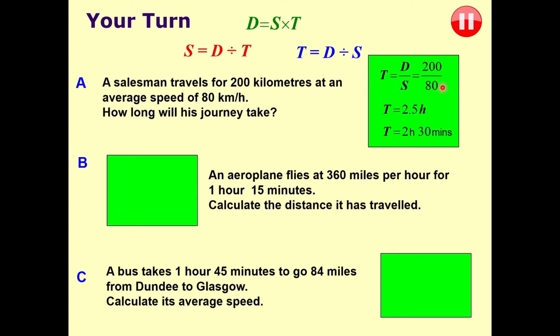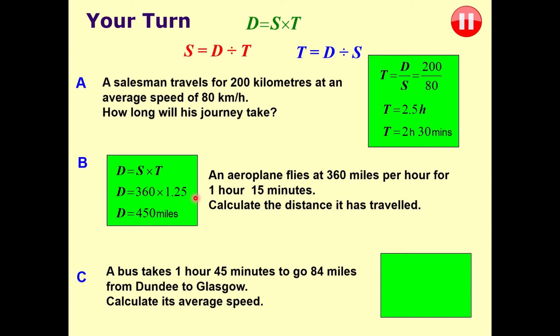Question B, an airplane flies at 360 miles per hour for 1 hour and 15 minutes. Calculate the distance. So 1 hour 15 minutes. Okay, we need to convert that to decimal time. 15 minutes is 0.25 and then add on your 1 hour. So we're trying to calculate distance equals speed times time. So distance equals 360 times 1.25. And then you go ahead and calculate that. So 450 miles you should have for that one.